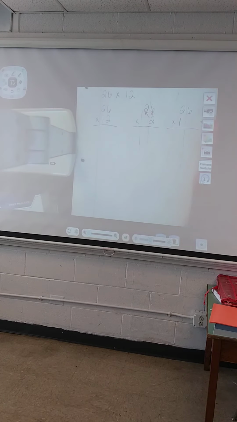And then on the next one, same thing. I'm gonna draw an arrow from the 1 to the 6, and one from the 1 to the 2, and I'm doing it that way because that's how I'm going to multiply it. Okay? Okay, that's how I'm going to multiply it.